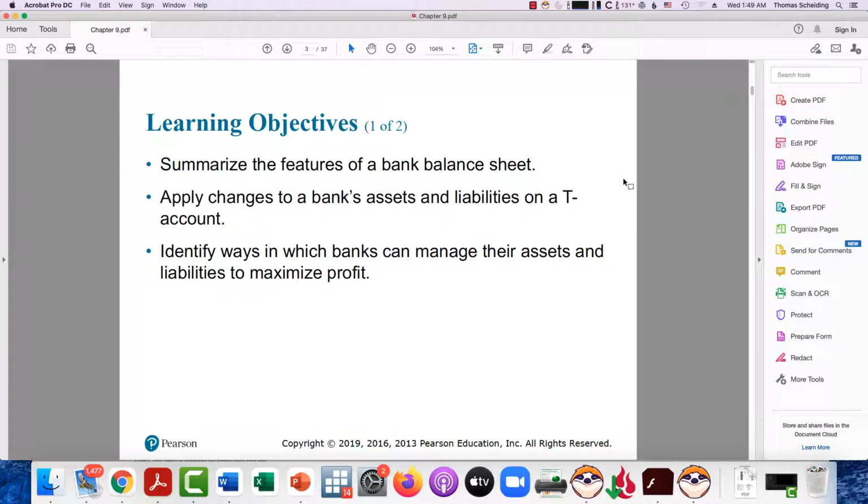To look at how banks make a profit, we need to understand their accounting structure. What do their assets and liabilities look like? And obviously, maximizing the difference between revenue and expenses brings in your maximum profit. How do you manage your assets and liabilities to maximize that revenue and minimize your costs?